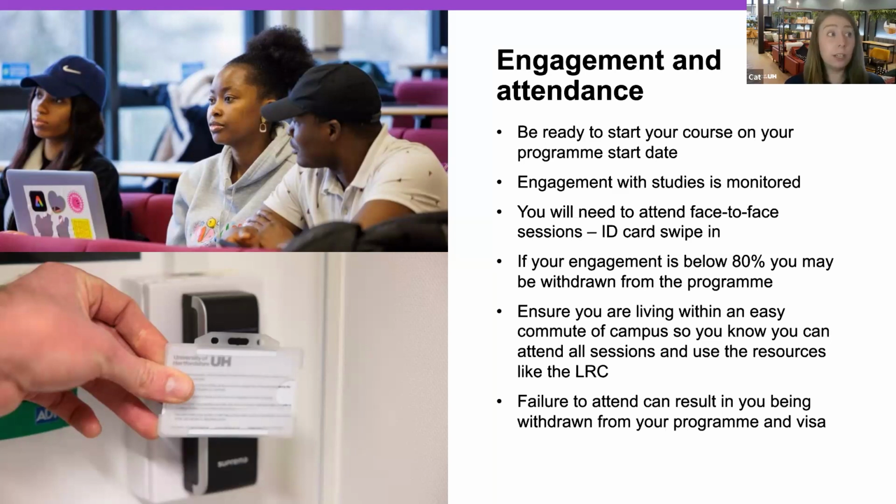Engagement is monitored. You'll all get an ID card once you join Hearts, like in the bottom picture on screen. And you need to swipe into your lectures. So you'll see various touch points around the university that you can swipe in for to show your attendance. If your engagement does drop below 80%, you can risk being withdrawn from the programme. You can also risk your visa being withdrawn. So that's why it's really important to make sure that you are attending.